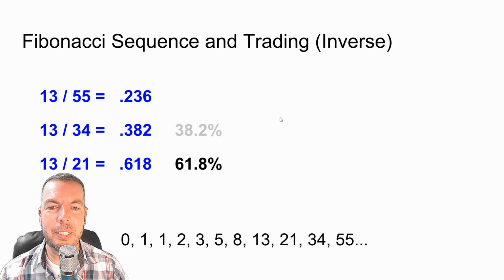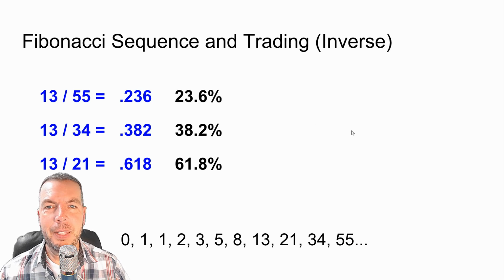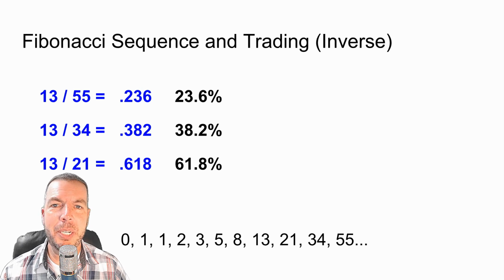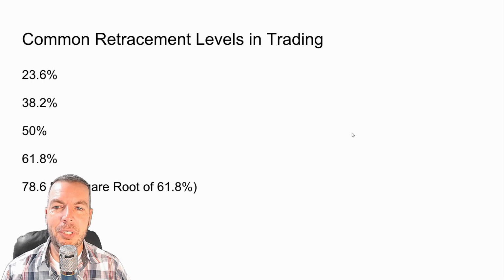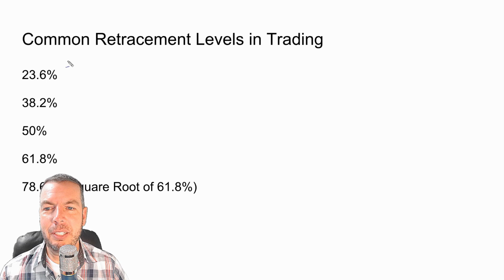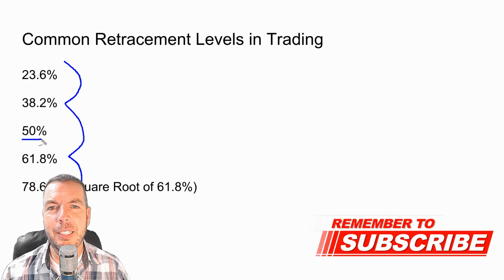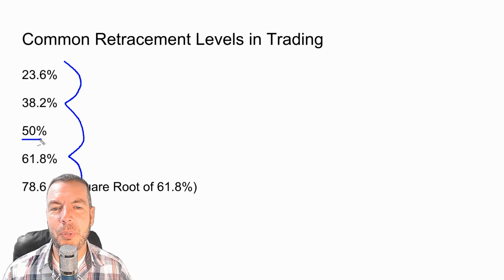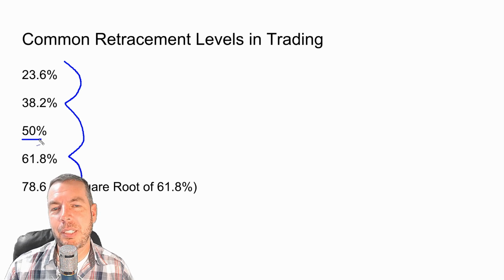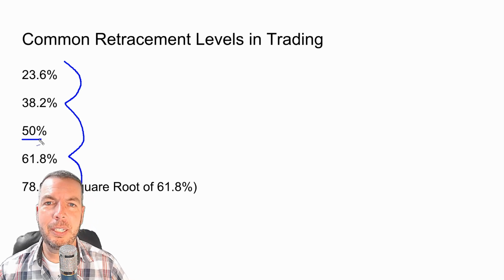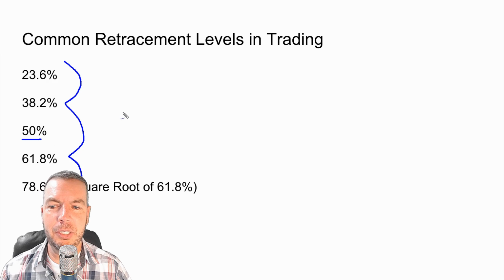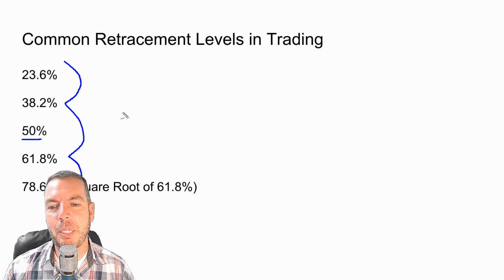Now if we turn all these into percentages, this is pretty interesting because these are some fairly common retracement levels when we're trading stocks. These numbers right here are derived from the Fibonacci sequence. Now this 50% really isn't a Fibonacci number or a retracement. It is a retracement level, but it doesn't really derive from a Fibonacci sequence number. It's basically just to show a 50% retracement of a move.